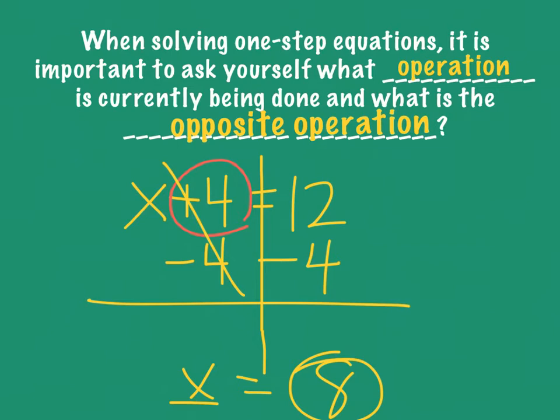So looking back at our notes from this, it says it's important to ask yourself what operation. In this case, we were adding 4. And then the opposite operation of adding 4 is to subtract 4. So that's exactly what we did. I know this sounds a little confusing right now, but let's do a few more and you'll get the hang of it, I promise.